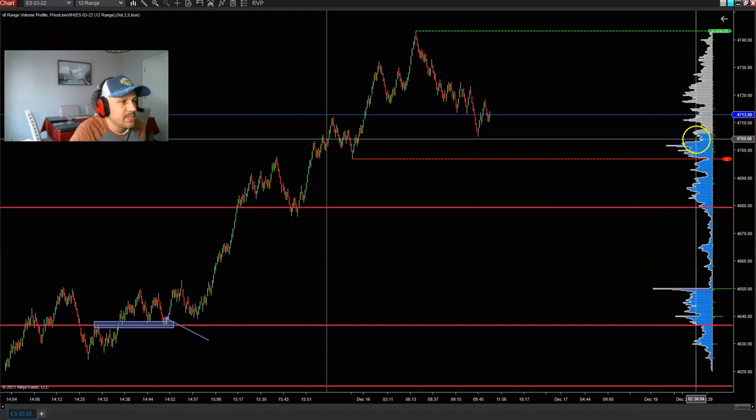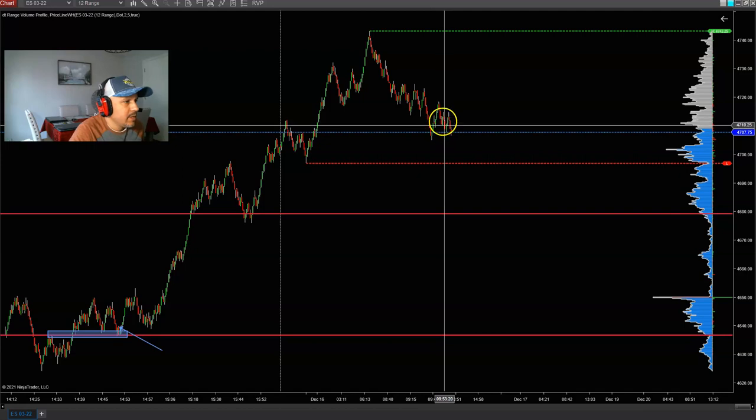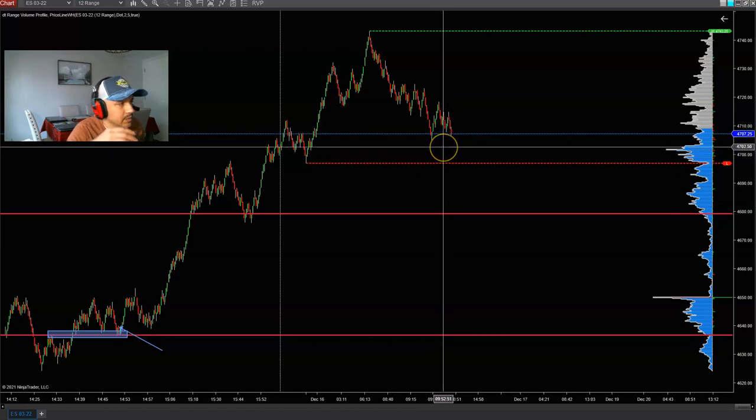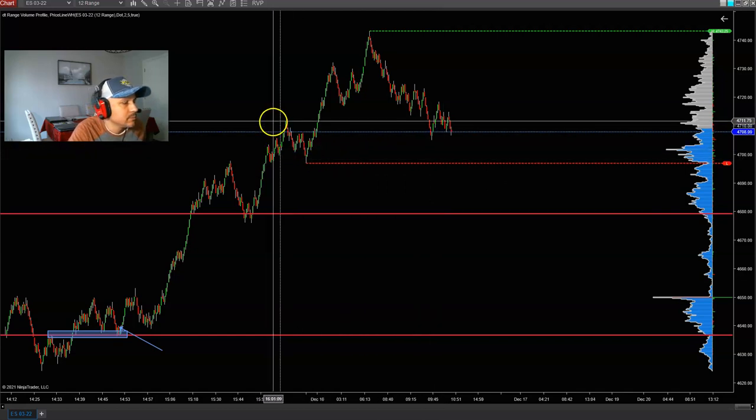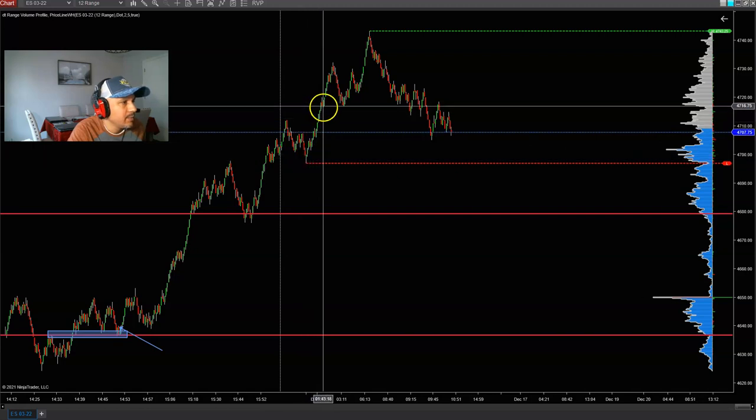All right, let's see what happens here. The market just pulled back to this area here. It may try to push lower, I'm not sure yet. We'll take a look and see. But we have this swing level right here. Price pushed up and it pulled back and it pushed higher.